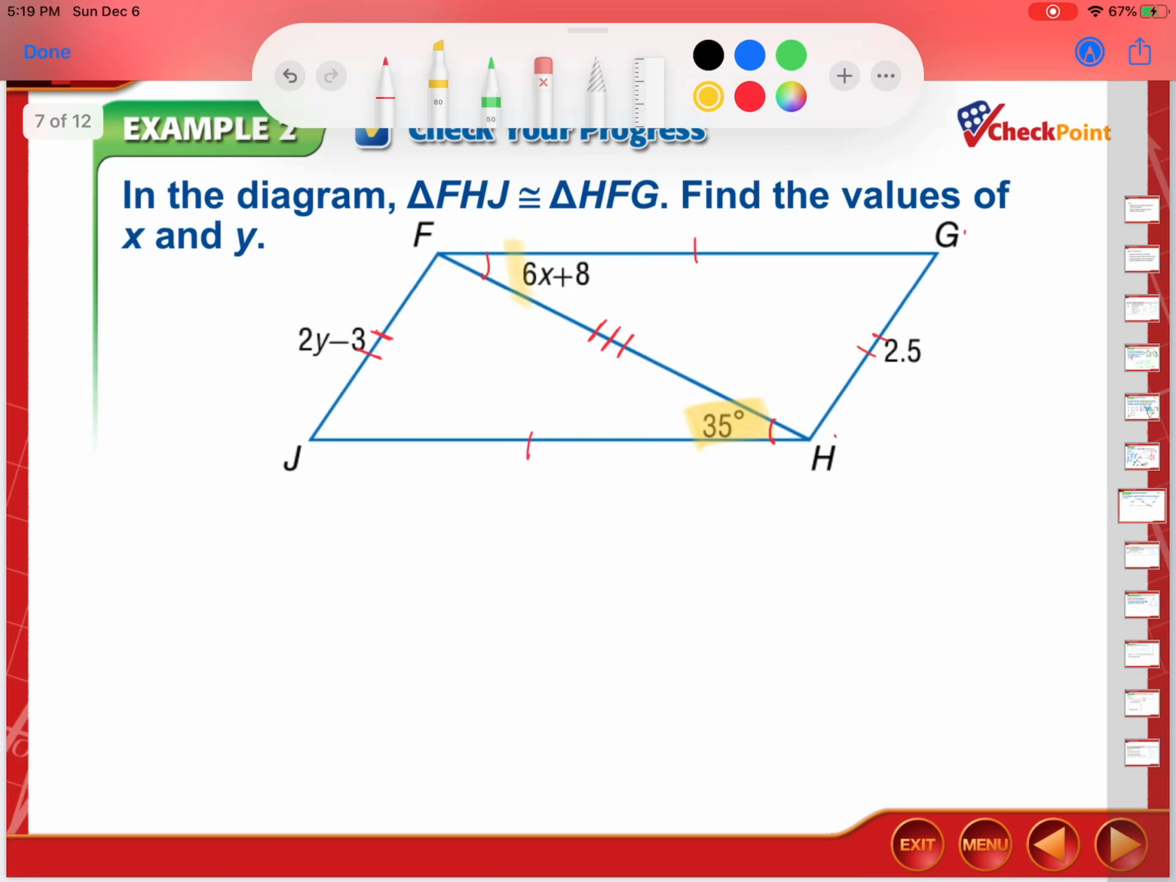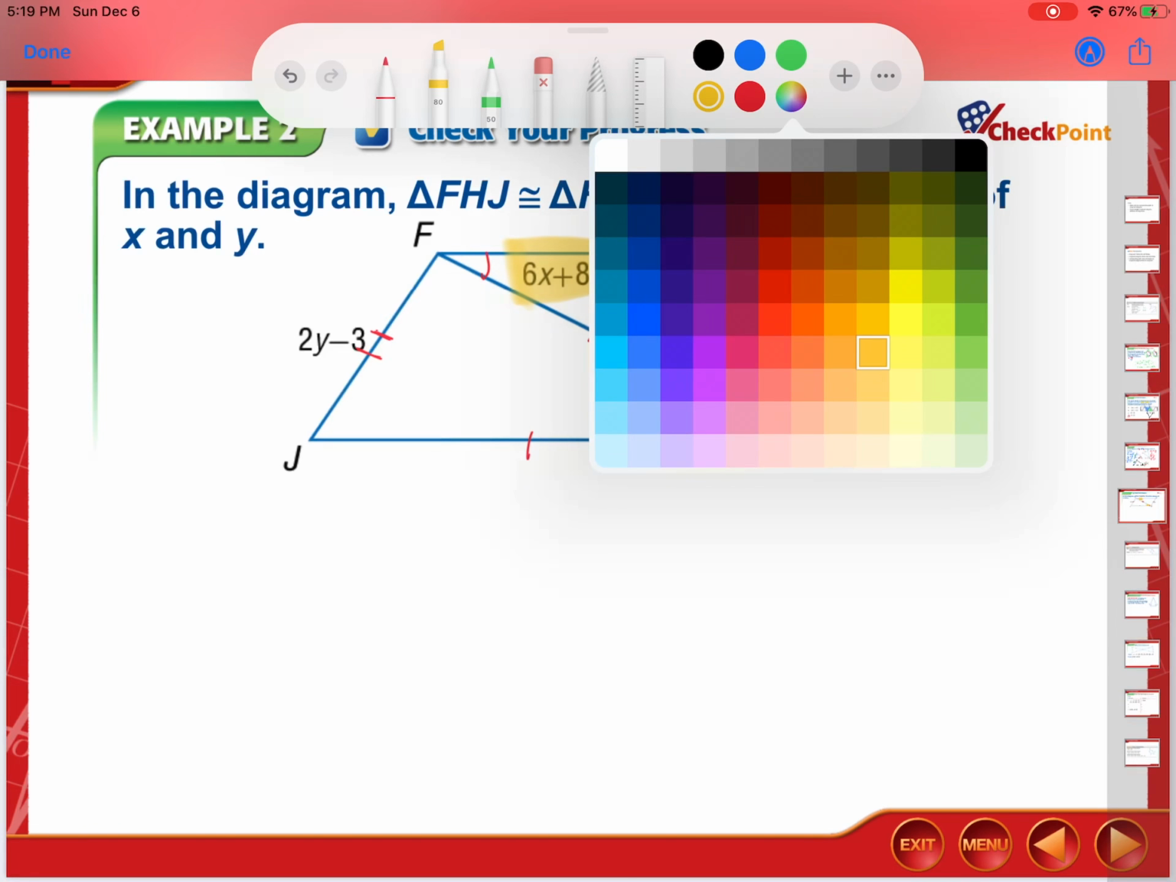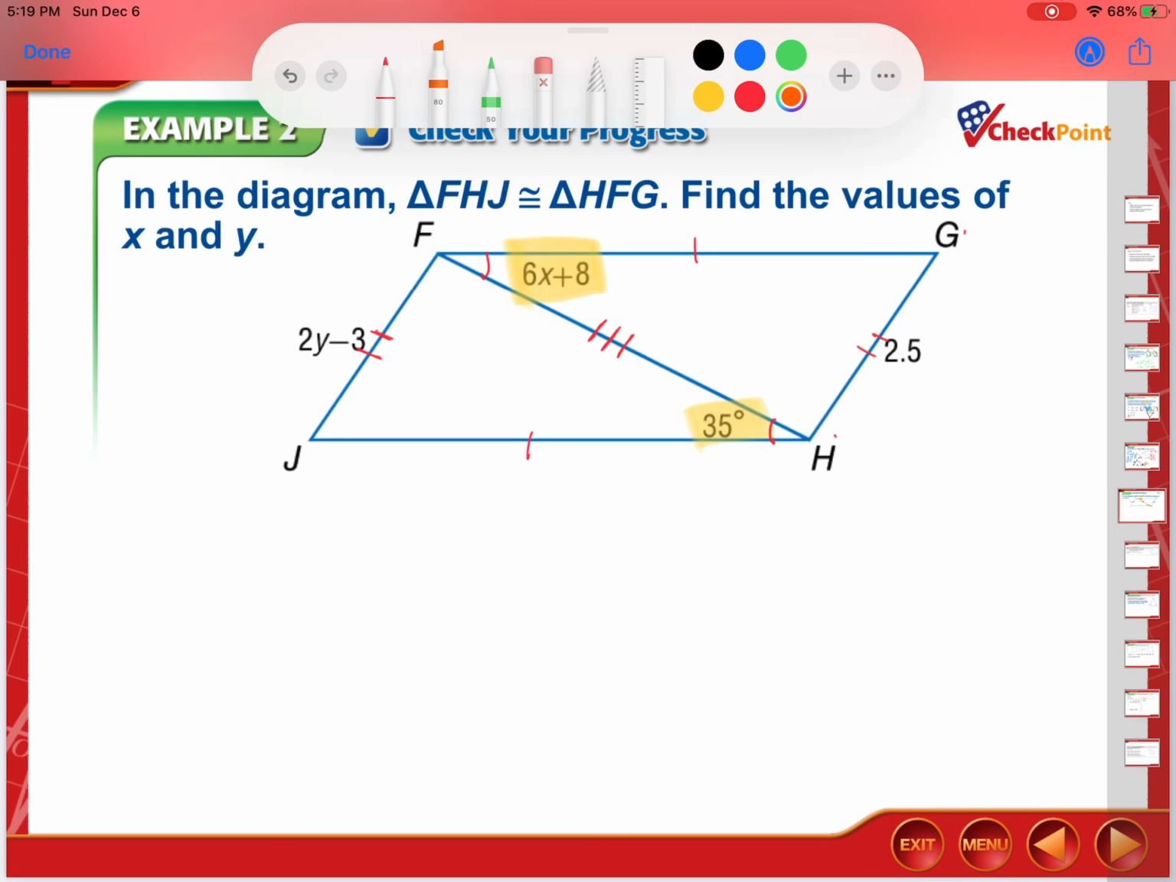So what this is telling us is that, let's get the old highlighter tool out. So what this is saying, angle H and angle F are congruent. So I'm going to highlight them in yellow. So those are congruent. We can set those equal to each other. And then the other ones that are congruent would be, let's use orange, this one and this one. So we can go ahead and solve both of those. Let's start with the x. So we would say 6x plus 8 is equal to 35.